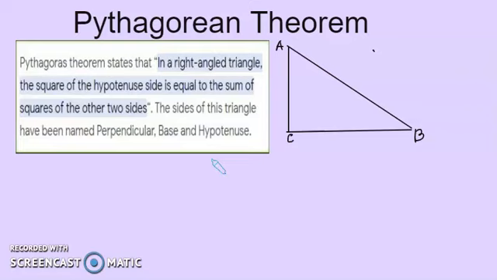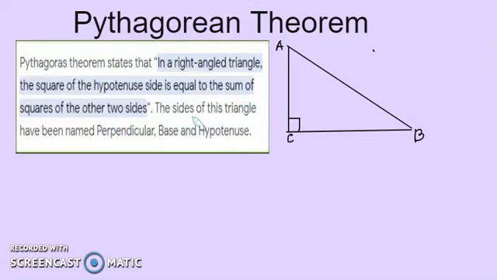So in this video we are going to discuss Pythagorean theorem. As you can see, Pythagorean theorem discusses some property in a right triangle. We have ABC, a right triangle. So what is the theorem? The theorem states that in a right angled triangle, the square of hypotenuse side is equal to the sum of the squares of other two sides.